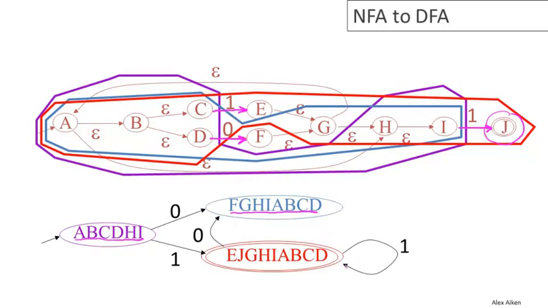If I'm in the red state and I read a 1, you'll see that both NFA states C and I are in the red set, and so it just takes us back to the red set. And similarly for the green state, if I read a 1, I move to the red state, and if I read a 0, I stay in the green state.